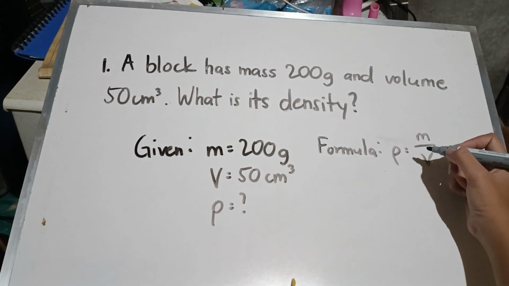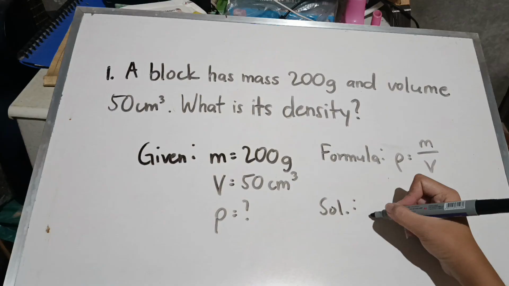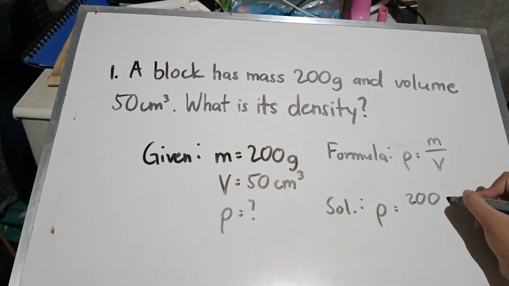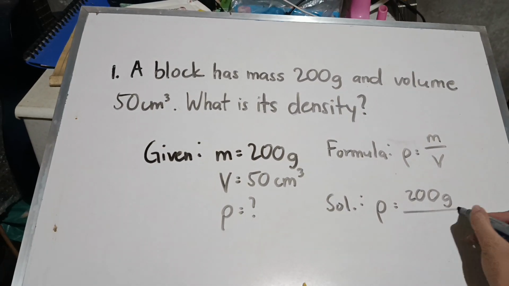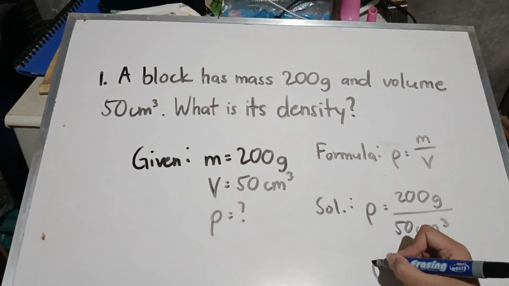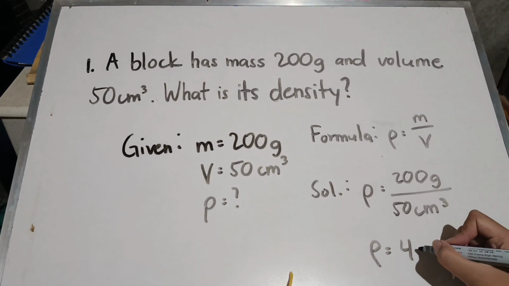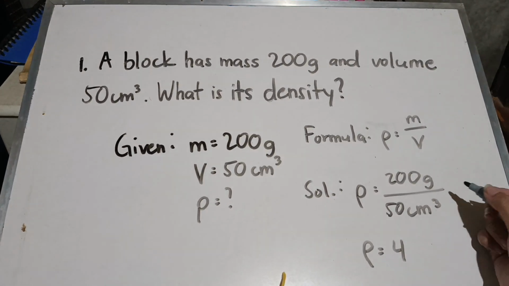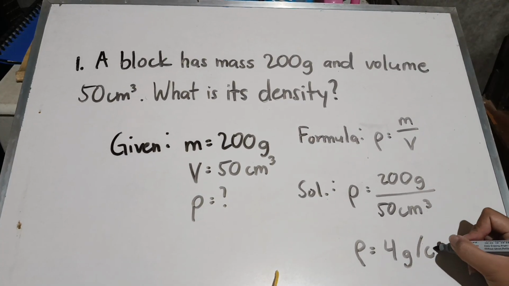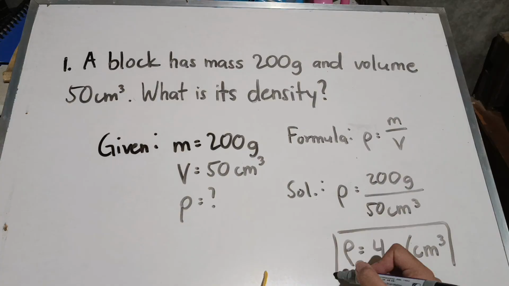Now, the solution. Let's substitute. Density is equal to our mass, which is 200 grams, divided by our volume, which is 50 cubic centimeter. So 200 divided by 50 is equals to 4. Now our units. Grams over cubic centimeter gives grams per cubic centimeter. So therefore, our density is 4 grams per cubic centimeter.